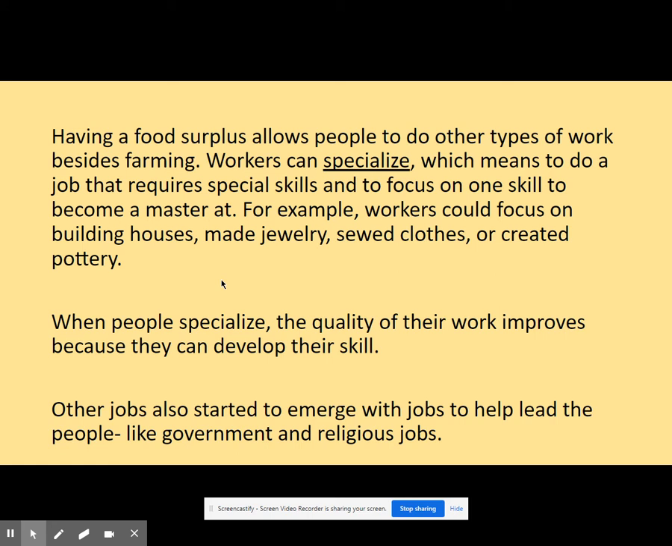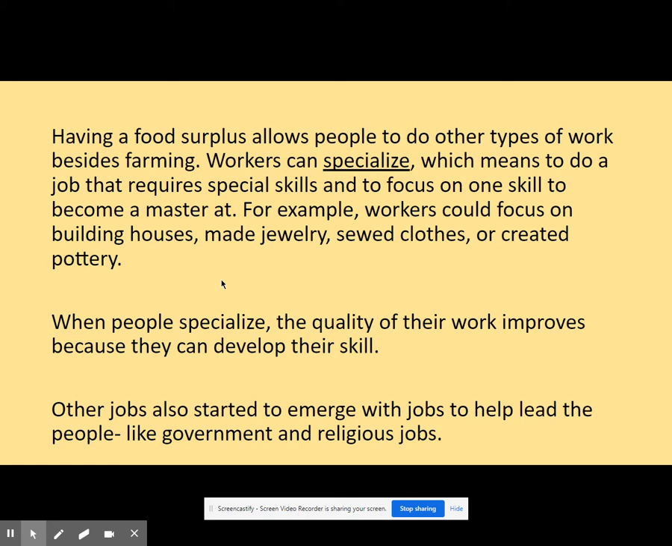So when people specialize, the quality of their work improves because they can really develop that skill because it's the only thing they have to focus on. And also the quality of the things that are made are going to improve because that's all that has to be focused on. You don't have to worry about making everything really quickly to have it. You can focus on making it the best that it possibly could.